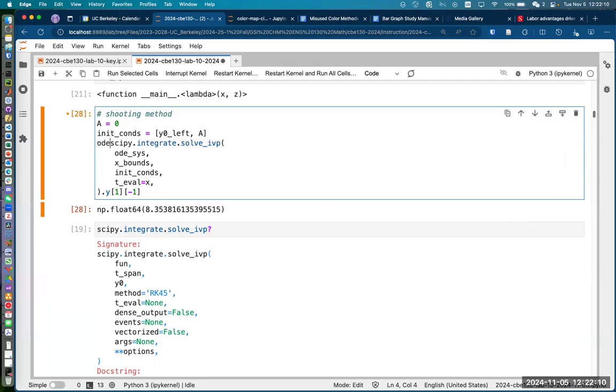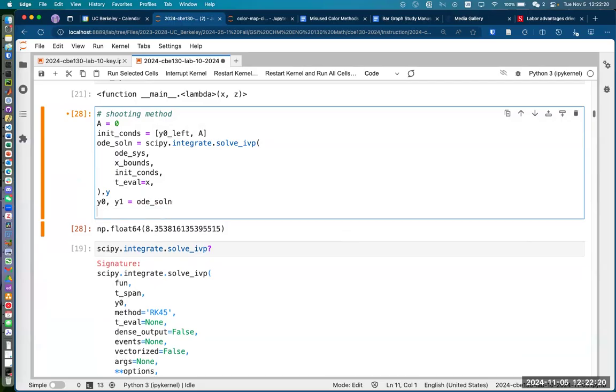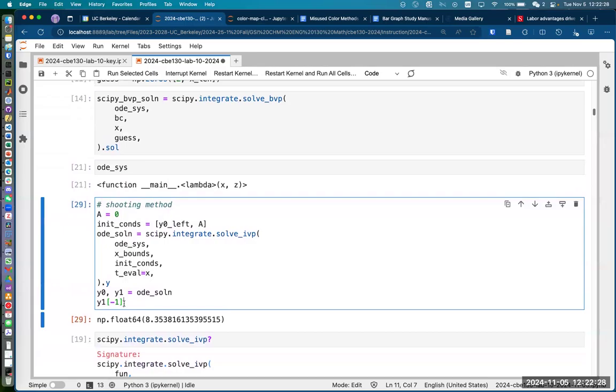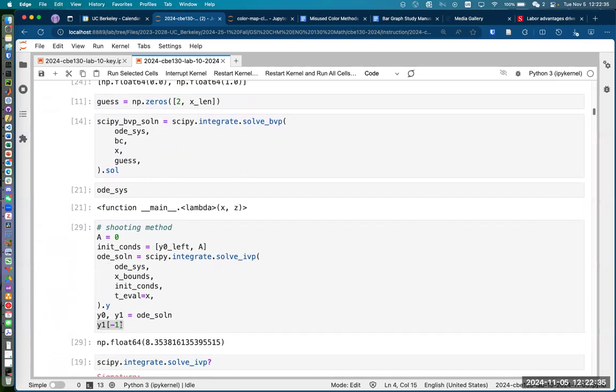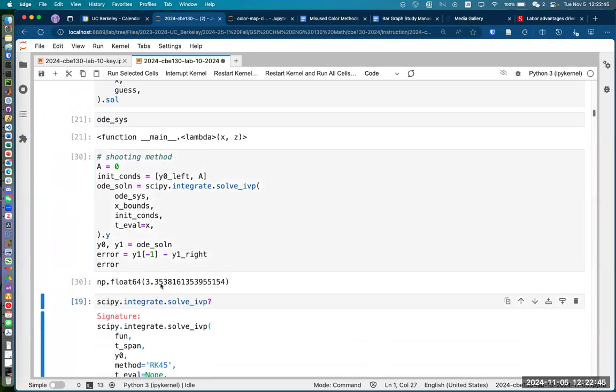Okay, let's define it more generally. So this will be the ODE solution. Dot y is the ODE solution. And I can unpack it into y1 and y2. And what I care about is the last element of y1. And then we want to compare this solve IVP result with our boundary condition, which is y1 right of 5. So if we calculate the difference between them, we can assign them as the error. So the error in this case would be +3.